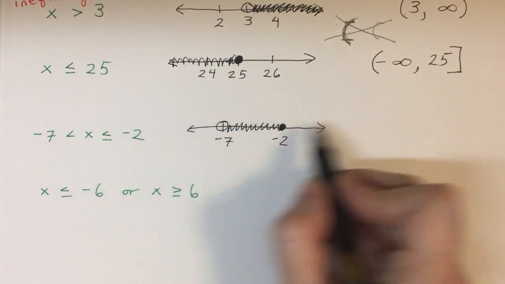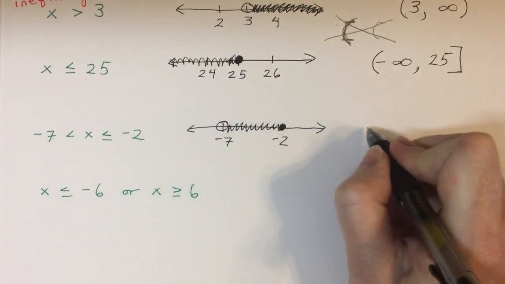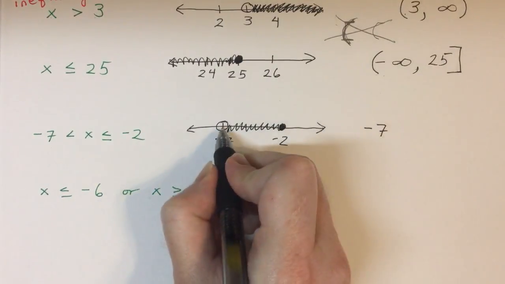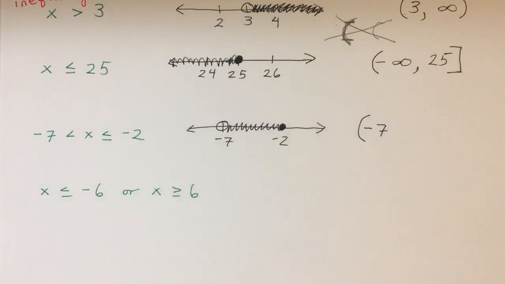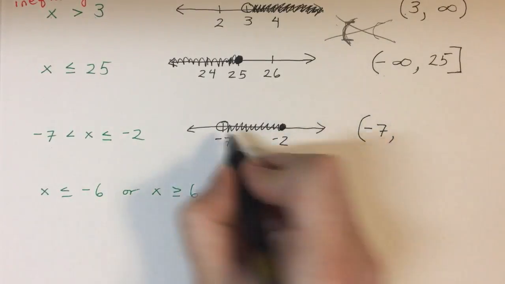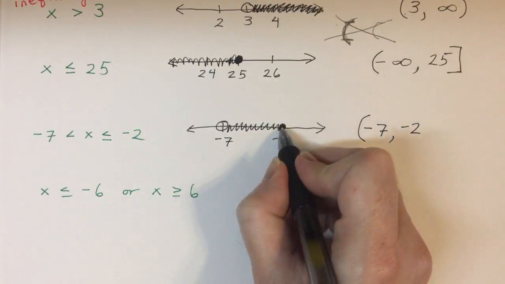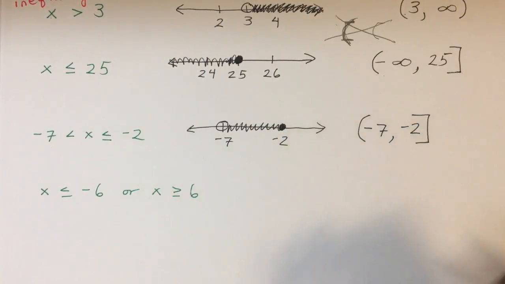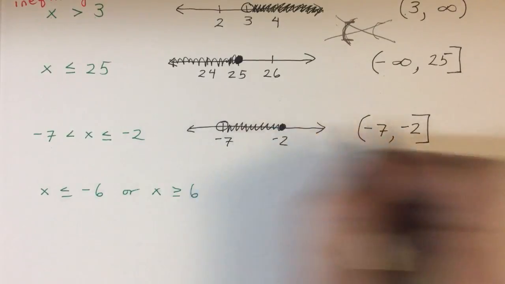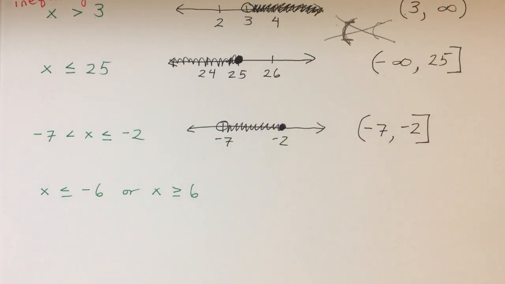Reading from left to right, my pen goes down at negative 7, open circle, so parentheses, the number is not included. My pen stays down until negative 2, closed circle, bracket, and then my pen isn't down again. That's the interval notation.